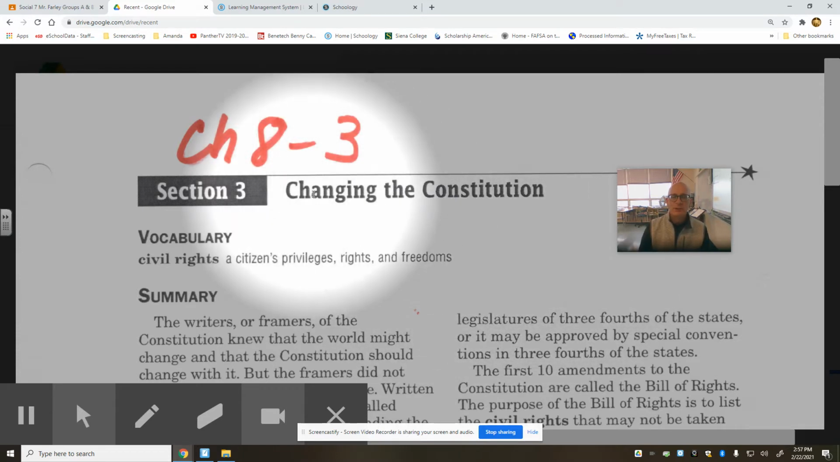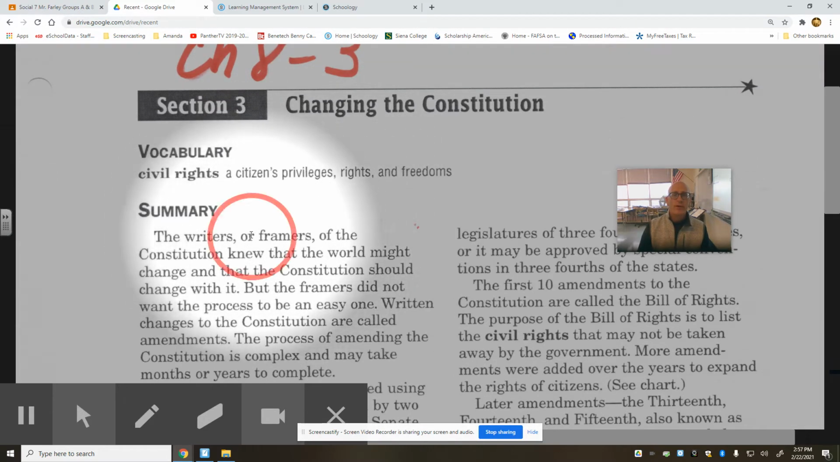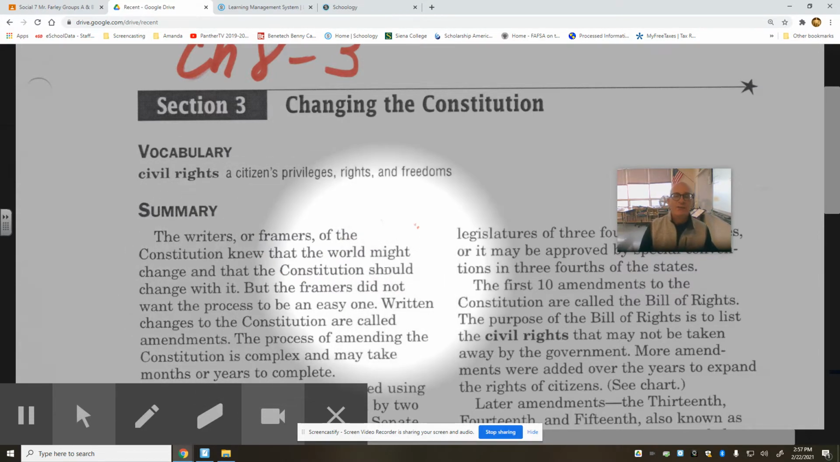So let's hop right into changing or amending the Constitution. The writers or framers, not the farmers, some of them were farmers, but the word is framers. The framers of the Constitution knew that the world might change and that the Constitution should change with it. But the framers did not want the process to be an easy one.